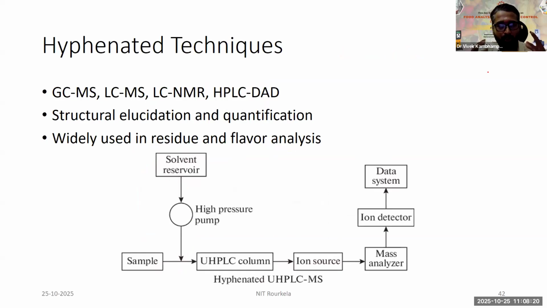These are some of the advanced, combined techniques, right? GCMS, LCMS. These are commonly being used. Okay, these are some of the advanced techniques. Instead of using only GC to identify, you can quantify using GCMS. Structural elucidation and quantification you can do.